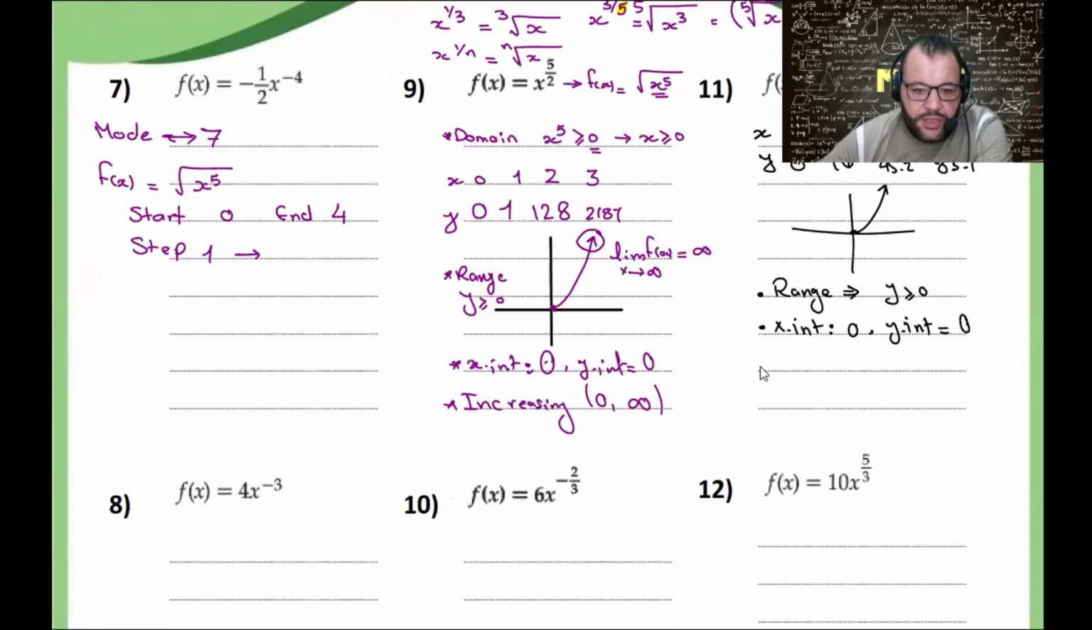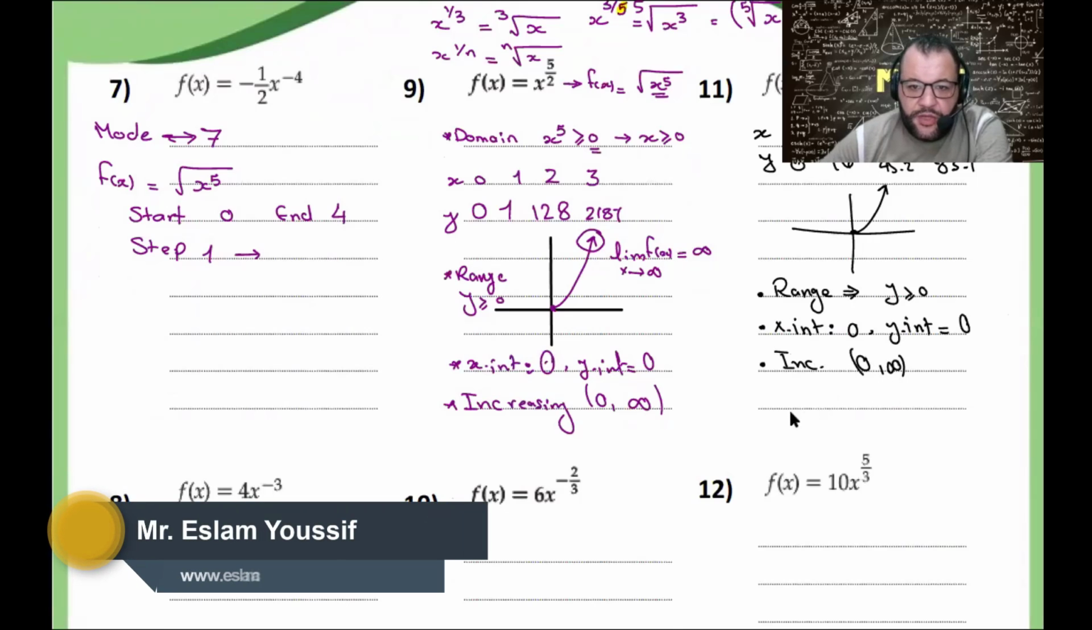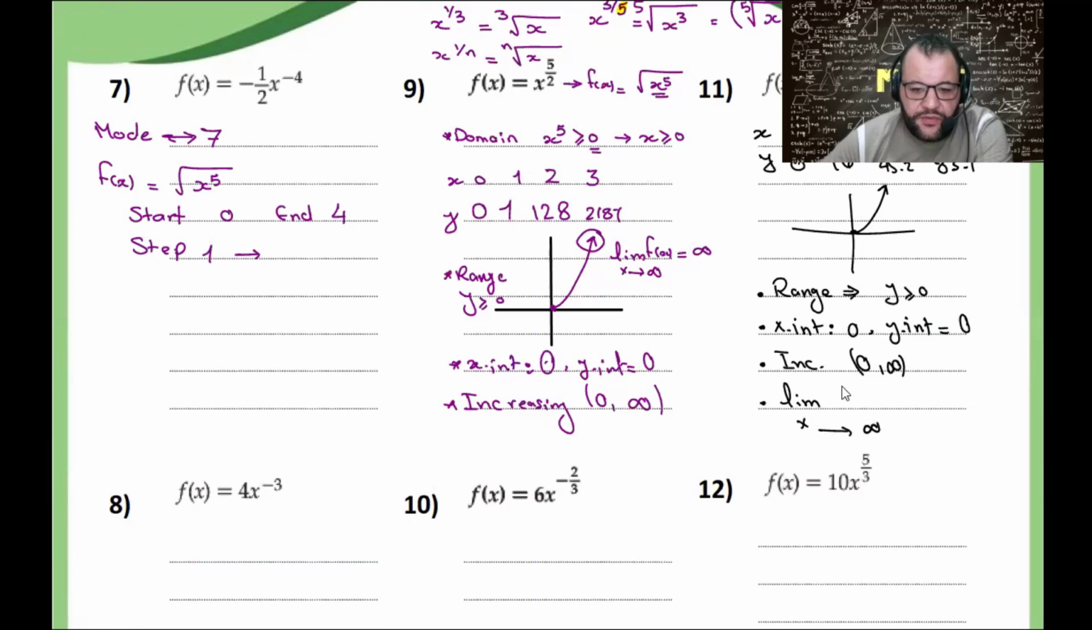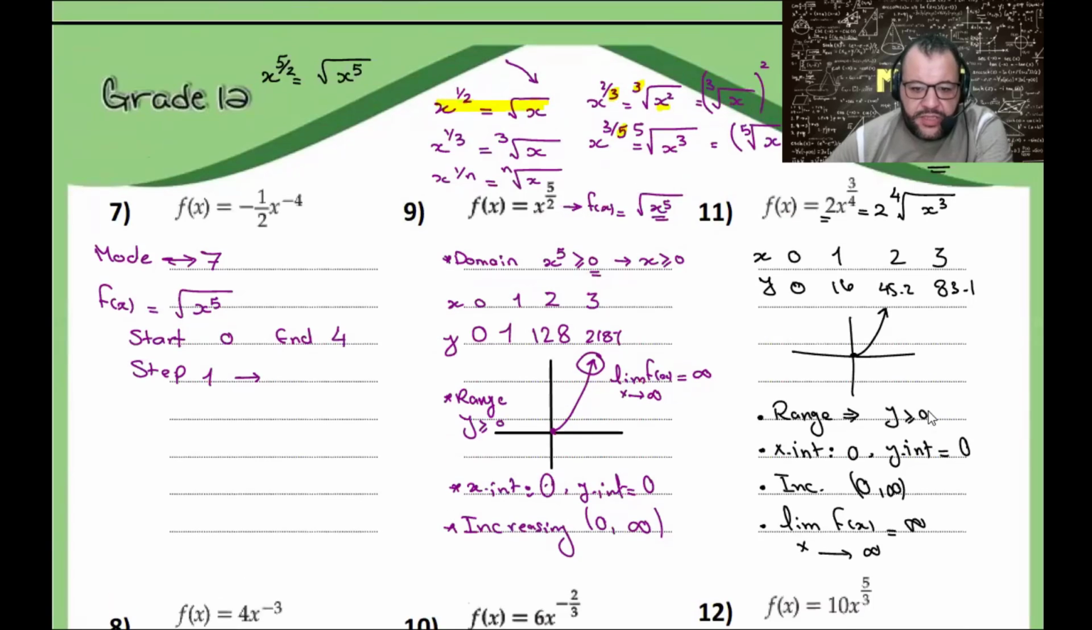And we need to know if the function increases or decreases. That's increasing. Let's say it increases from 0 to positive infinity. And the end behavior: limit when x tends to positive infinity, the function also tends to positive infinity. It will be a continuous function. Any problem for this one?